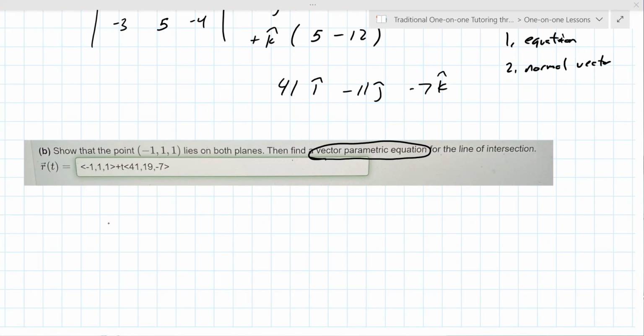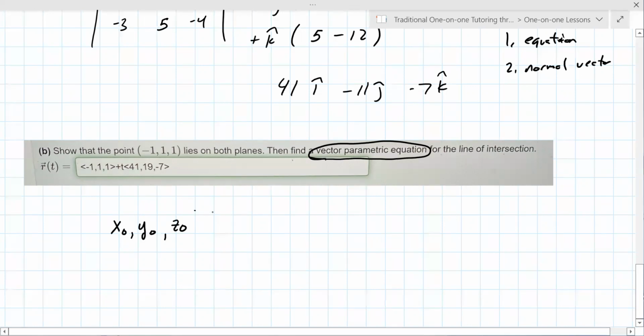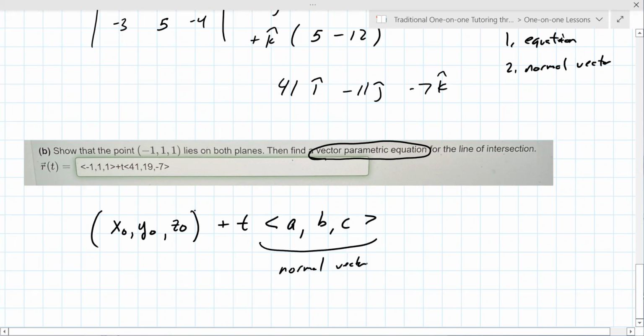Okay, so the one I'm seeing is X naught, Y naught, Z naught, plus T, and then it's your A, B, and C of your normal vector. So this is your normal vector here, and there are other ways you might see this written. But this is your X naught, Y naught, Z naught point. So it's -1, 1, 1, plus T times the normal vector, which you just found.